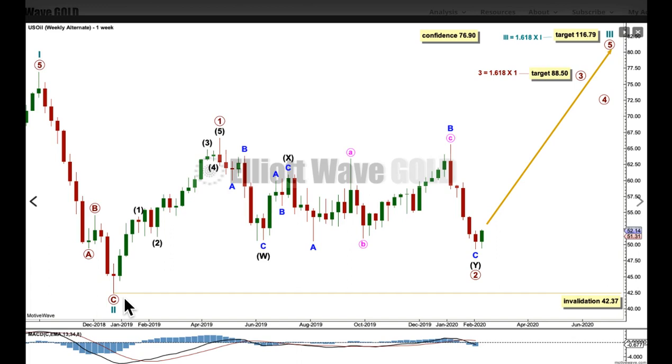It is not always possible to tell with absolute certainty whether a movement subdivided as a 3 or a 5, because it depends on what degree you label all of the little corrections within that movement.